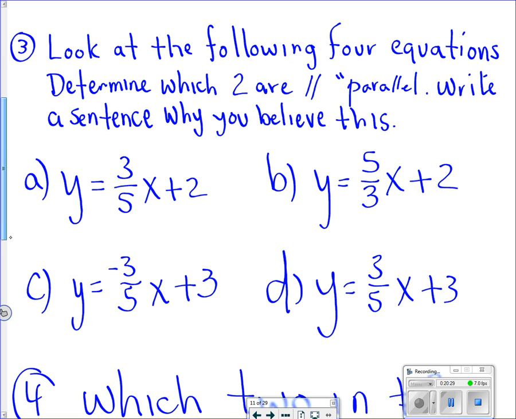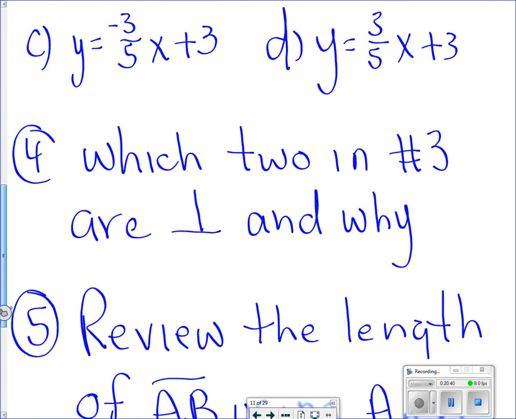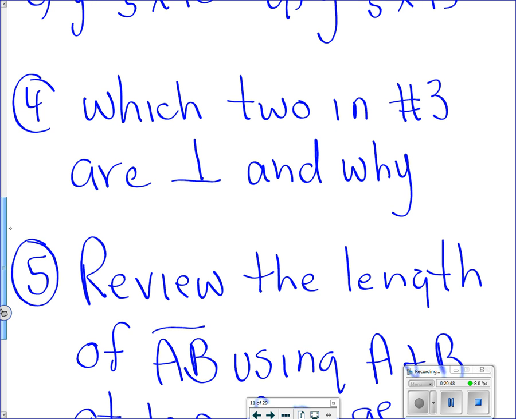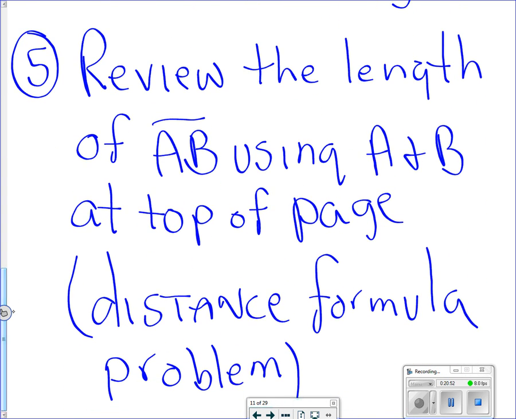All right, number 3, look at the following 4 equations and determine which 2 are parallel, and then write a sentence why you believe this. Number 4, in those same 4 equations above, which of the 2 are perpendicular, and then state the reason why. And then number 5. Number 5 is a review question. Find the length of the segment AB using the A and B at the top of the page. This is a distance formula problem.